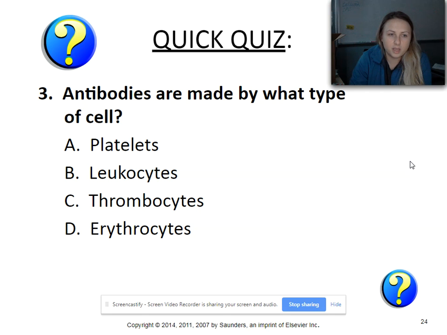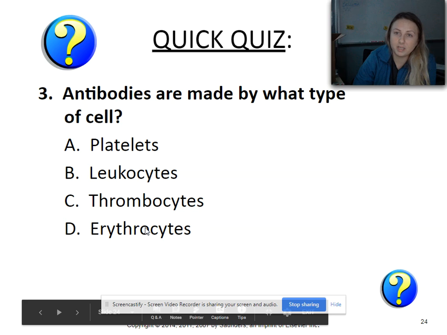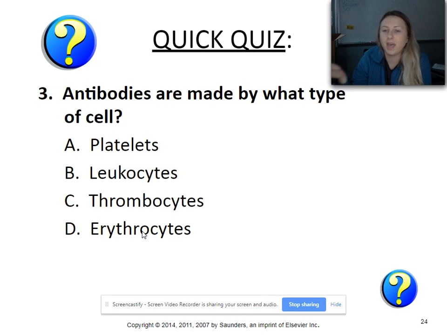Antibodies are made by what type of cell? Platelets, leukocytes, thrombocytes, or erythrocytes. So platelets are thrombocytes. So they deal with clotting, not necessarily fighting bodies inside of your body. Okay, thrombocytes are platelets, just another name. Erythrocytes are red blood cells. And red blood cells don't really pose a hazard to other types of cells. So leukocytes would be the answer.